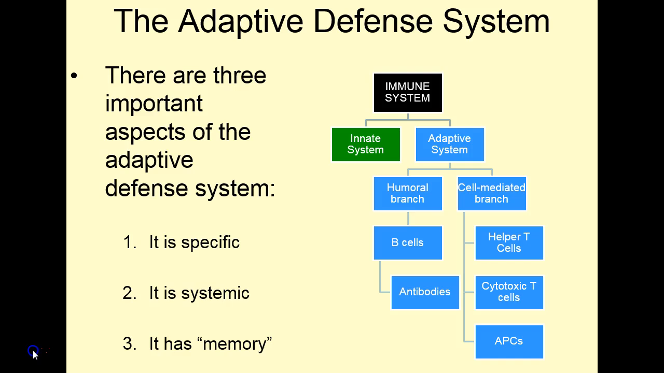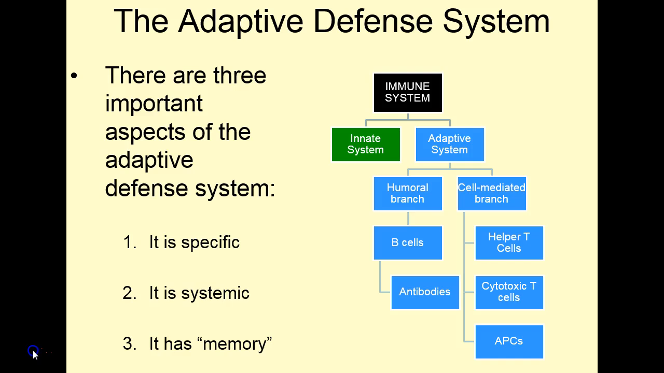Thus, one of the first ways that it differs from the innate system is in its ability to be very specific. It recognizes and responds to pathogens that it specifically knows. It can tell the difference between chickenpox virus and human papillomavirus, for example.